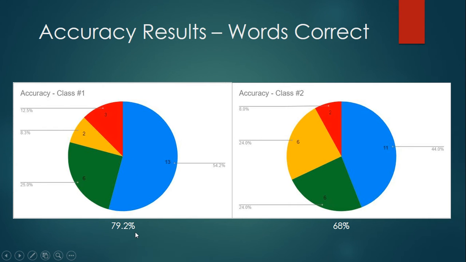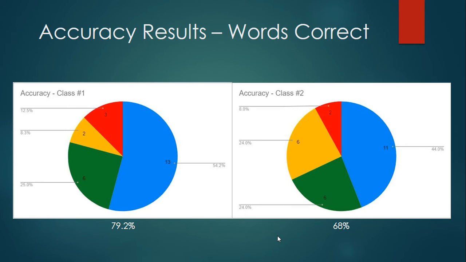As you can see, in my first class, I had 79% who were able to do that, and my second class was 68%. Although my second class was a little bit lower, if you average the two out, it's still going to be a little bit above 70%. So I still felt this wasn't really necessarily a need.